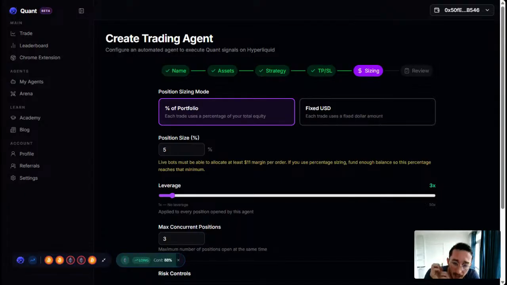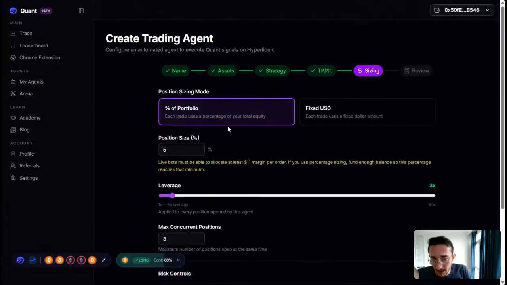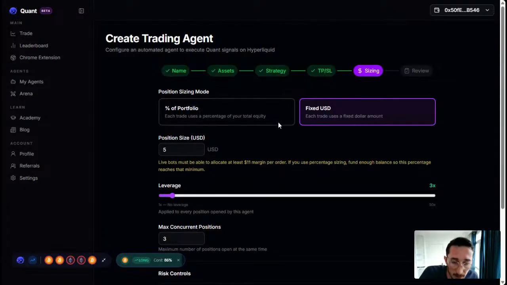I need to decide how much to put in, and I have two options. Either it's a percentage of my portfolio, so say I'm going to put in $1,000. If I say I'm going to put 5% of my portfolio on each trade, it will be $50. So each time a signal from one of the strategies I select fires, the bot will put 5% of the overall portfolio into the trade. Or it can be a fixed USD amount. I can say for each trade you just put like $5.